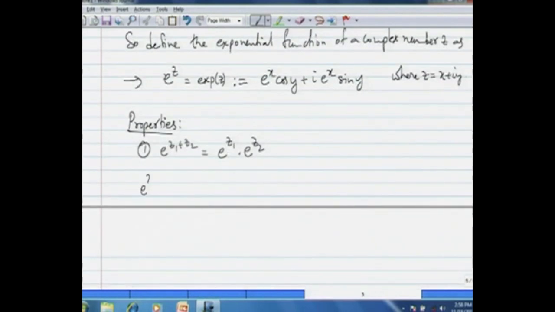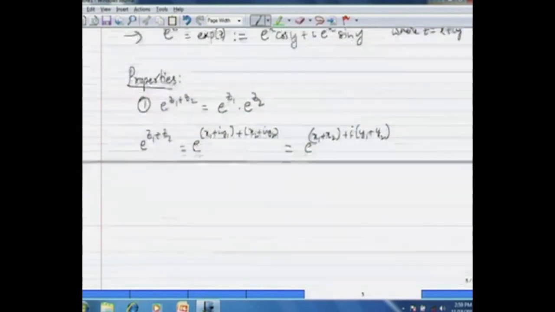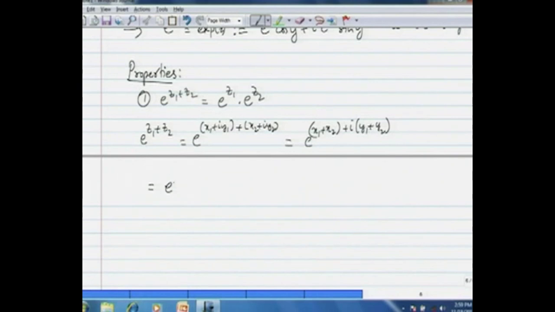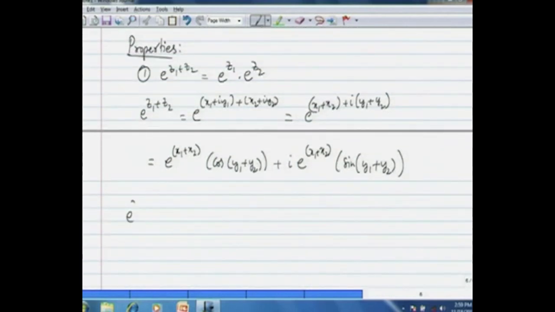Okay, so let's check that. Okay, so e power z 1 plus z 2 is, if I write z 1 as x 1 plus i y 1 and z 2 as x 2 plus i y 2, okay, this is e power x 1 plus x 2 plus i times y 1 plus y 2. Okay, and so, we get, this is by the definition of the exponential function, e power x 1 plus x 2 times cosine of y 1 plus y 2 plus i times e power x 1 plus x 2 times sine of y 1 plus y 2. Okay? And one can verify that e power z 1 times e power z 2 will tally with this.